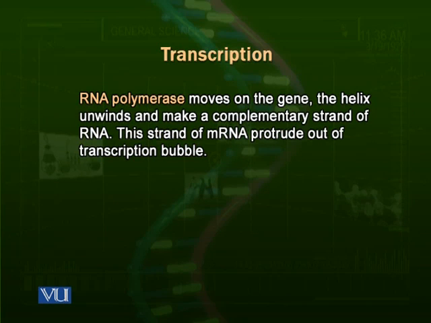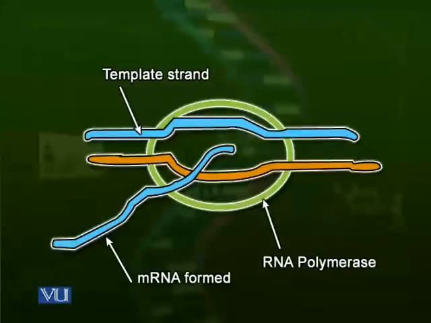It moves on the gene. The helix unwinds more and it makes a complementary strand of RNA. This strand of RNA protrudes out of the transcription bubble. When messenger RNA starts forming and elongating, it comes out of the transcription bubble. We look at a diagram to make it clear. Here you can see a transcription bubble, which is actually DNA opened by the RNA polymerase, and you can see that in blue color a messenger RNA which is forming is coming out of that transcription bubble.